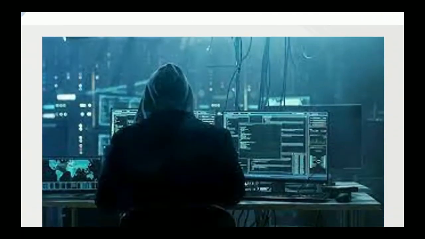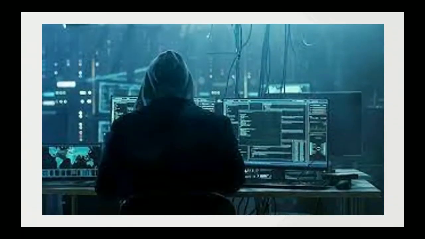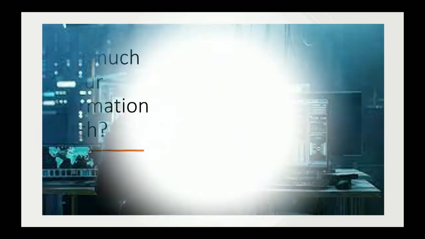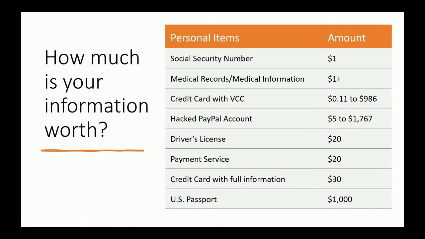But who really wants your information is the hacker. These are the people that try to get your information from anywhere they can, using any means necessary to get it. And why do they work so hard to get your information? Because your information is worth money. How much money? Well, that depends on the information that they collect. For instance, social security numbers can go for $1. Medical records, medical information, $1 or better.